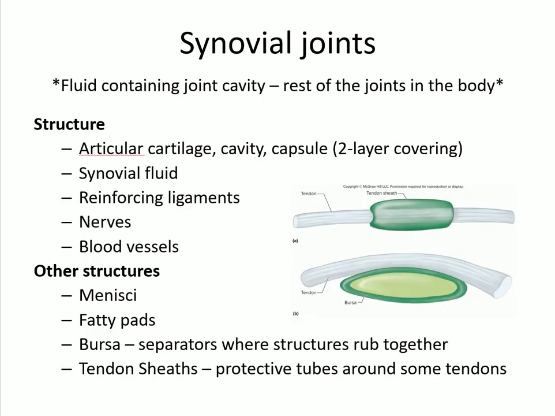And then we have our synovial joints. These are the most common and the most movable types of joints, right? So these are going to be characterized by the presence of a cavity filled with a synovial fluid, and that is what allows for free movement between articulating bones.